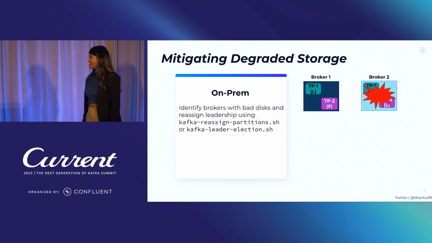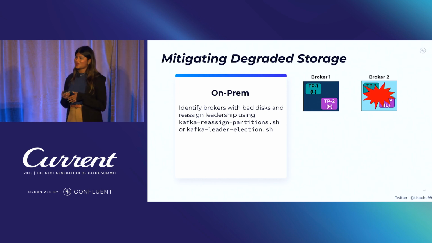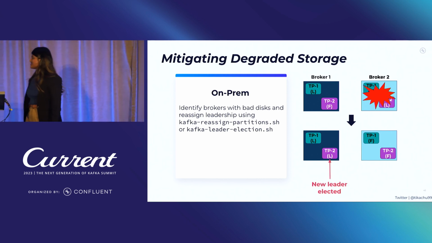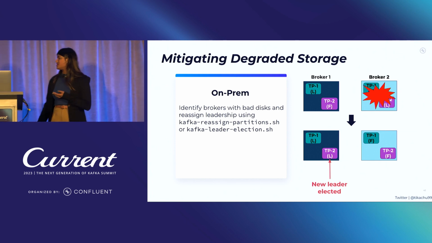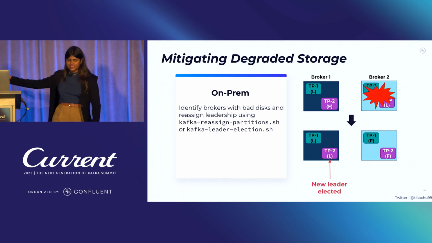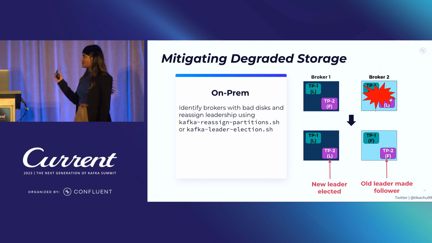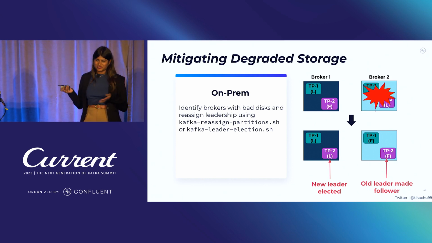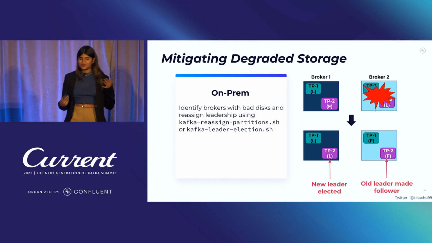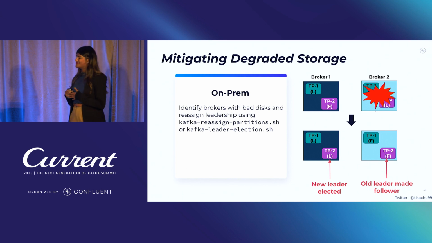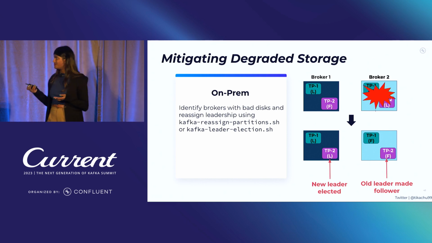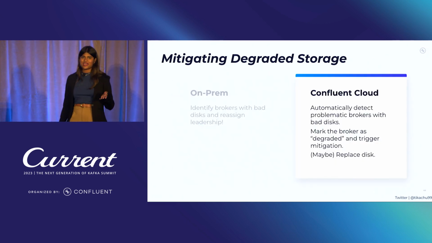And then what happens? In order to mitigate this, like I said, you can use one of the bin Kafka scripts. And if you'll notice, we had some leader election, and broker 1 happened to be elected as the new leader for topic partition 2. And instead, the old leader, which was broker 2, was made the follower for topic partition 2 over here. So that's one quick example of how you would be able to minimize the impact to performance in an on-prem scenario. Okay, let's talk about how we handle this in C Cloud.